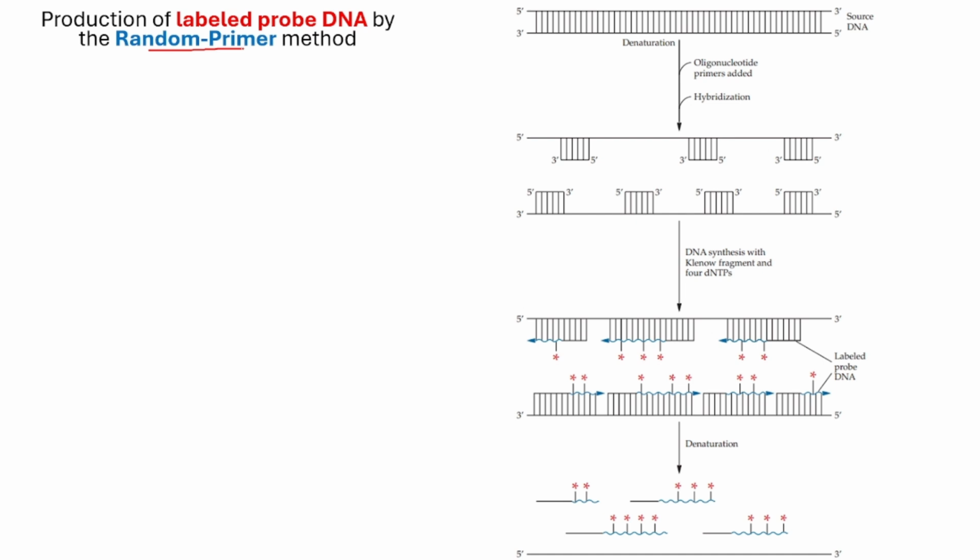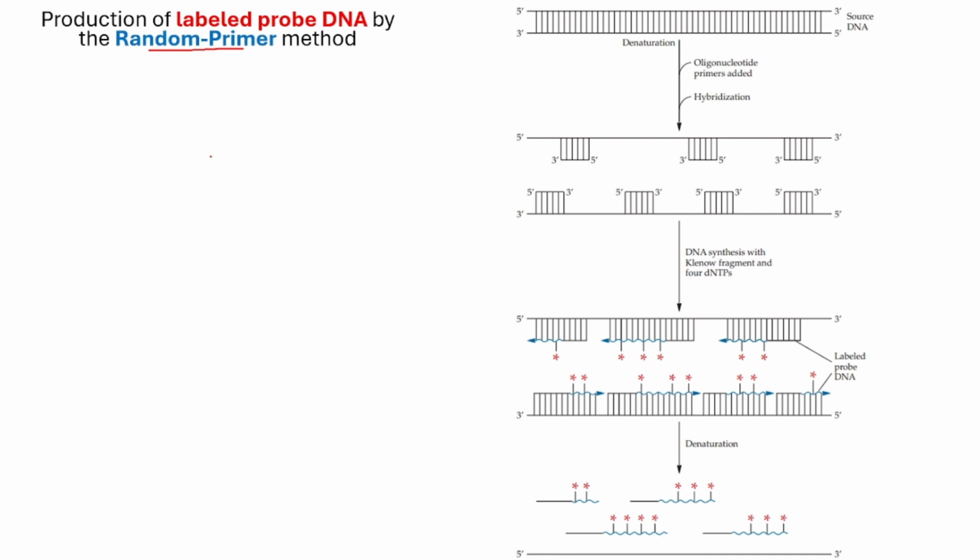So that you can figure out where the probe has exactly bound to the DNA, where it has hybridized with the target, you need to label the probe so that you can watch it hybridizing with this target DNA. And this is the method of random primer. Random primer means you have to synthesize some primers with random combinations of nucleotides, and then you have to hybridize. So we will discuss.